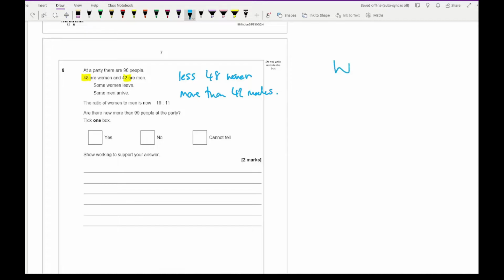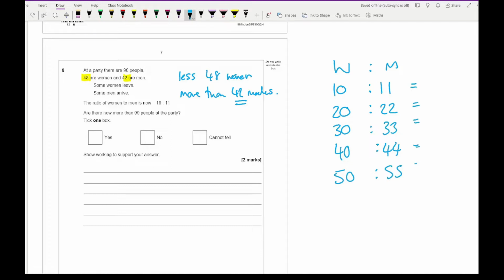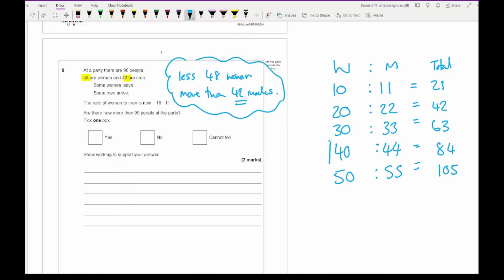If we look at the ratio, women to men, we've got 10 to 11. All I need to do is write equivalent ratios to 10 to 11, because when you've got people you can't have decimals, so they've always got to be integers. So what we're looking for is the first number for men over 42. Here we've got 20 and 22, 30 and 33, 40 and 44, and then 50 and 55. If I total up these ratios, we've got 21, 42, 63, 84 and 105. For this we need to meet the criteria, and the only one that meets it is this ratio here. So the question is saying are there more than 90 people?